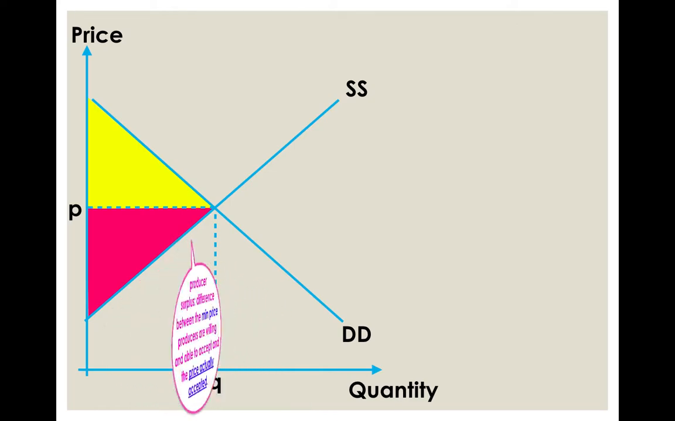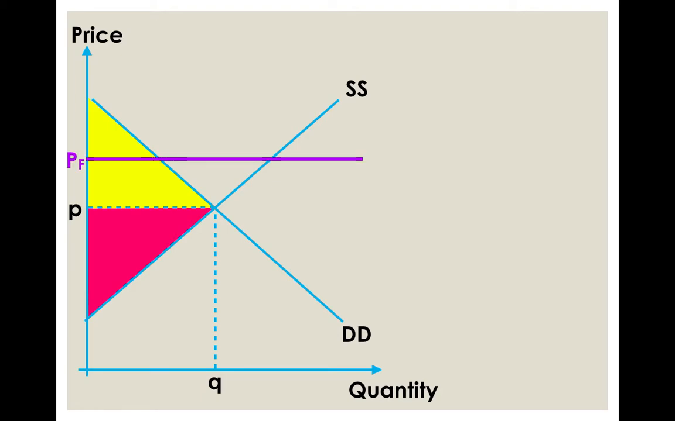Now, in the absence of any government intervention, you notice that in this case, consumer and producer surplus are at its maximum. But what happens when the government imposes a minimum price, meaning a price floor? A price floor, since it is a minimum price, means that prices cannot be lower than this minimum price. This means that the price floor must be set above the market equilibrium price.